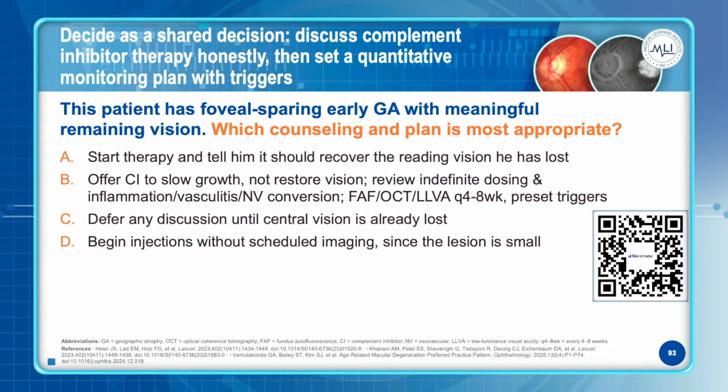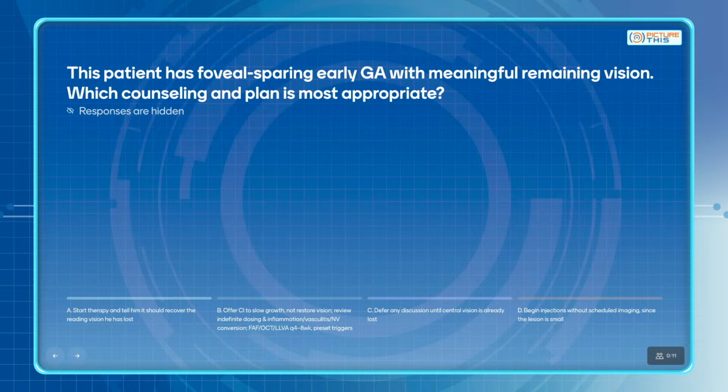So pull up your cell phones. And so this patient has foveal sparing early GA that we discussed, and has meaningful remaining vision. So what is the best approach for this patient where we have early GA, foveal sparing, and good vision? So go ahead and answer.